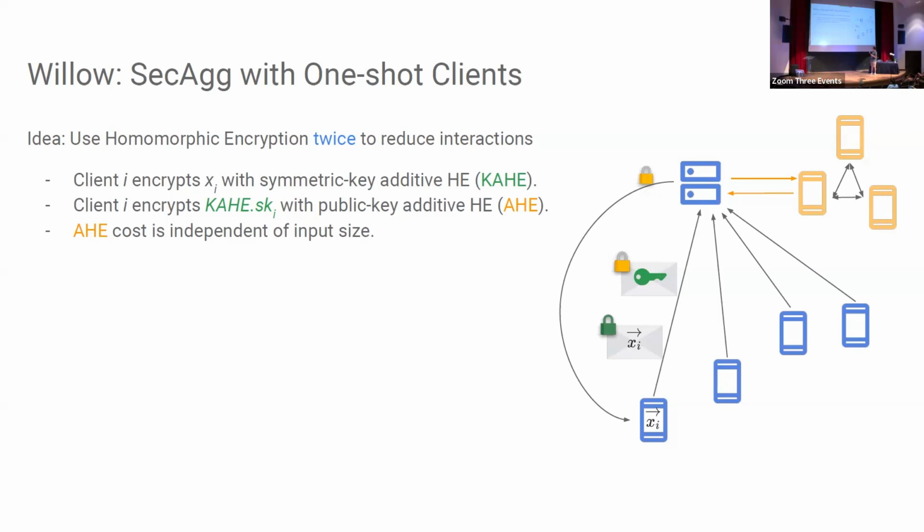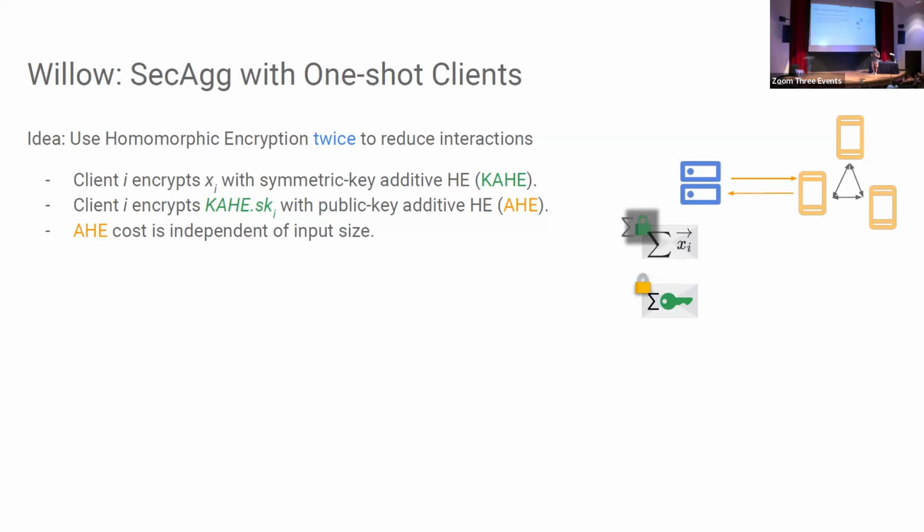The first homomorphic encryption scheme is the KHE scheme, and for this scheme, every time the client will sample a fresh key. Then the client will use the additive homomorphic encryption scheme, the second HE scheme, which is implemented by the committee. The client uses the AHE to encrypt not their input, but their KHE secret. Their KHE secret is short, small, independent of the input length. So this gives us a committee that's independent of the client input length.